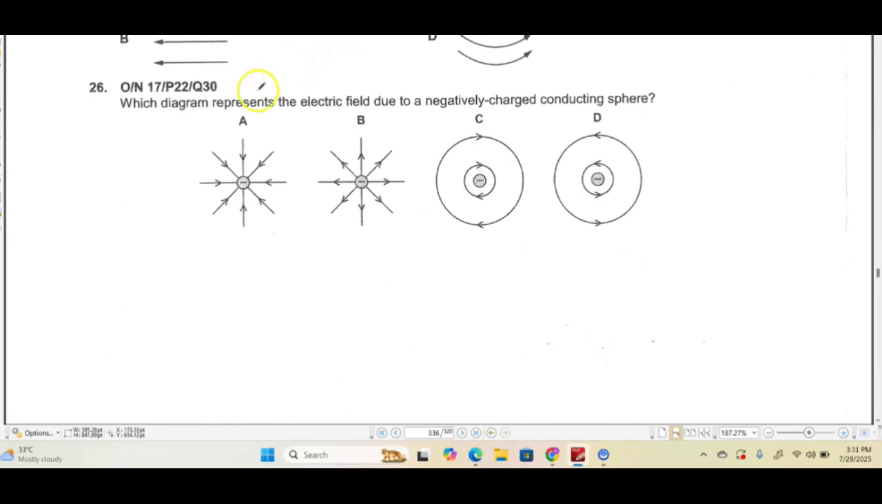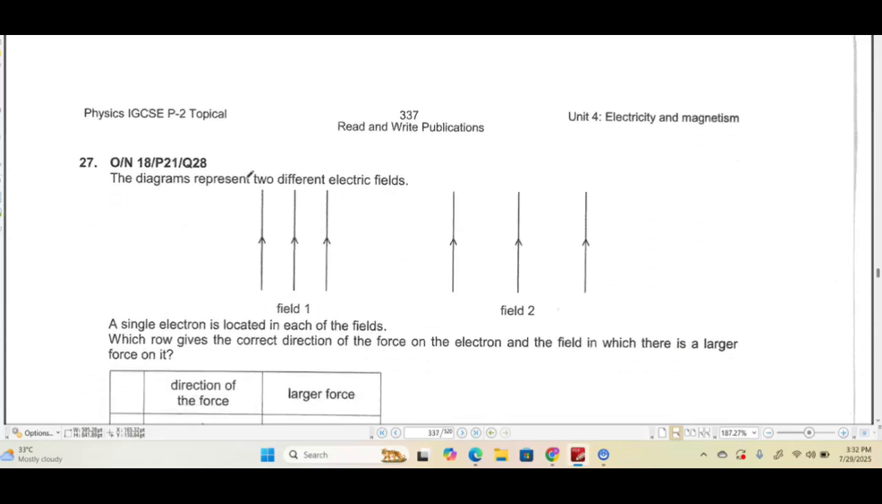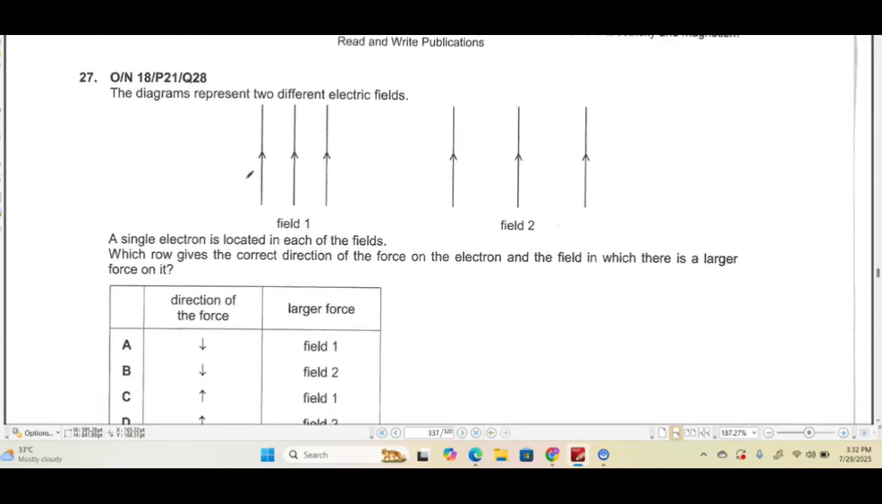Question number 26. Which diagram represents the electric field due to a negatively charged conducting sphere? If it's negative charge, na, so it is going to get attracted towards the middle. तो 26 का ऑप्शन जो है दैट इज गोइंग टू बी ए. ठीक है, क्वेश्चन नंबर 27.